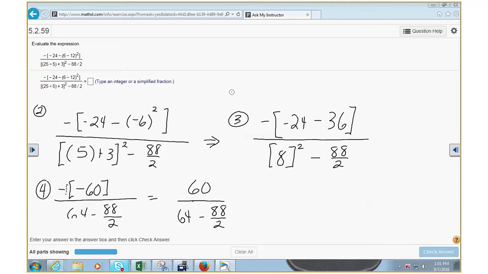44. So that is 60 over 64 minus what? Which is 60 divided by what? And what's 6 divided by 2?